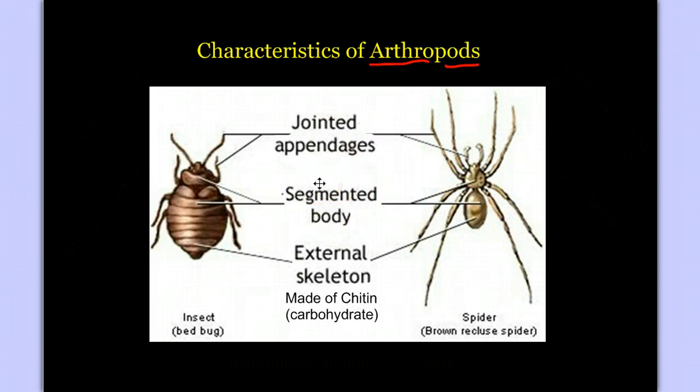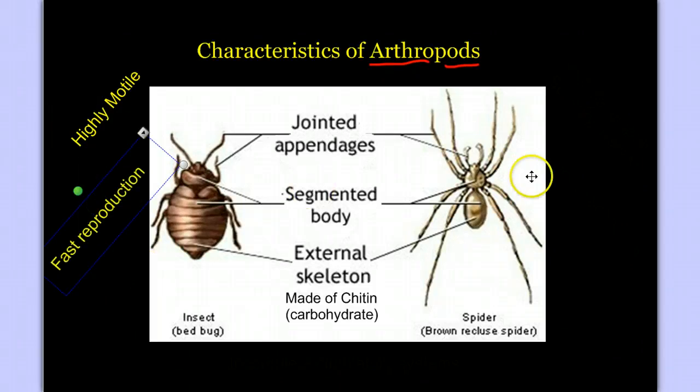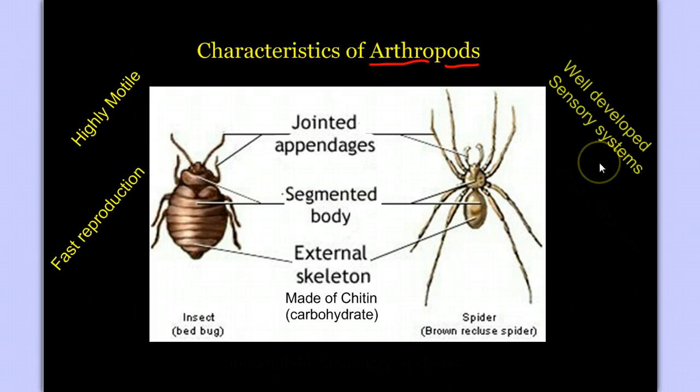But what about other characteristics? Let's think about these other characteristics and how they may actually lead to the fact that the arthropods are our largest group in the animal kingdom. One, arthropods are highly motile. They move about. So if the environment in their area turns bad or doesn't favor them, they can move. They have fast reproduction. They can reproduce quickly and in large numbers. They have well-developed sensory systems, which allow them to respond to changes in their environment. And many of the arthropods exhibit pretty complex social behaviors.